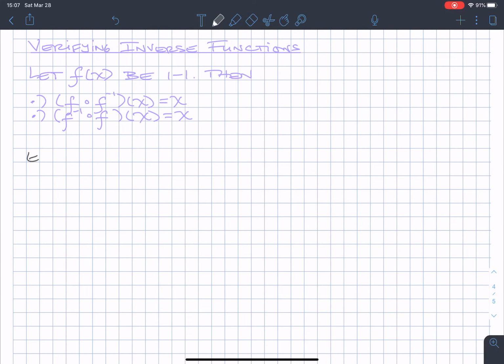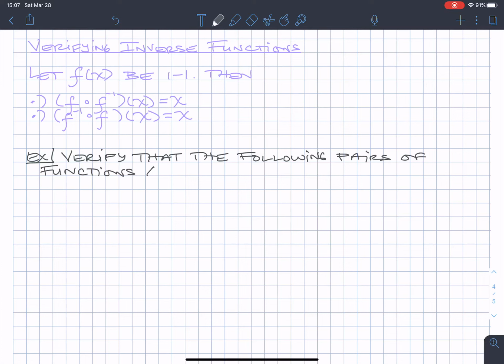So for example, verify that the following pairs of functions are inverses of one another.